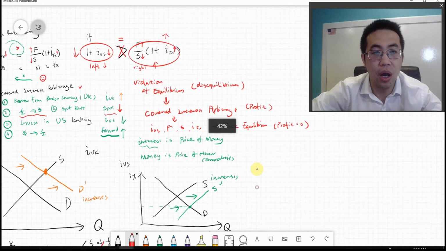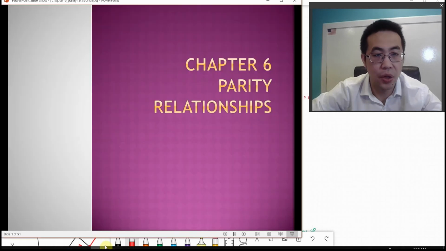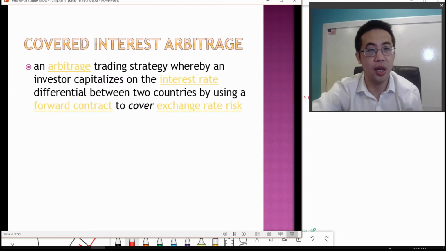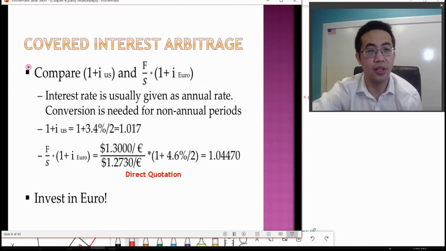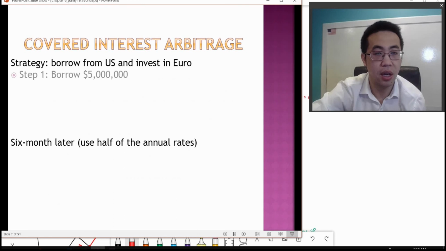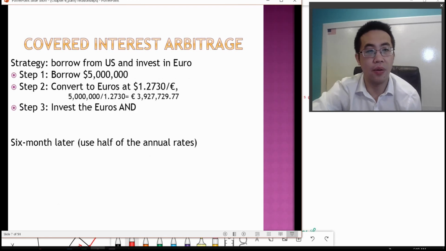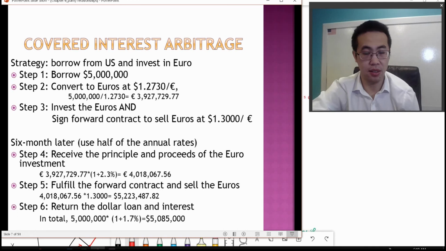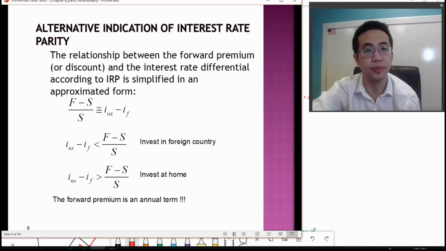In the previous chapter, we learned how to conduct a covered interest arbitrage based on the situation and how to calculate the dollar proceeds or dollar profit from all the steps of a covered interest arbitrage. For more information, you can go back to chapter 5 and take a look at the module there, especially the topic on interest arbitrage.